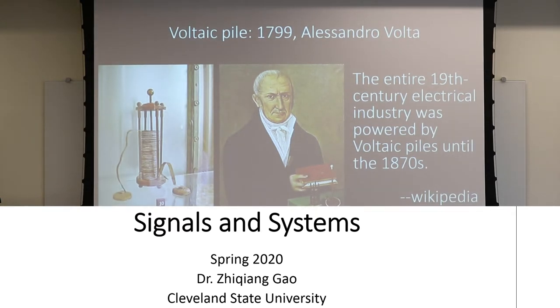We call a voltage volt for a reason. It's from this guy's name. This is 1799. We finally got what? We finally got the source. We finally got the battery. We finally can have a steady supply of electricity. And this guy did it for us. Right, it's called the voltaic pile. It's a battery. Yeah.